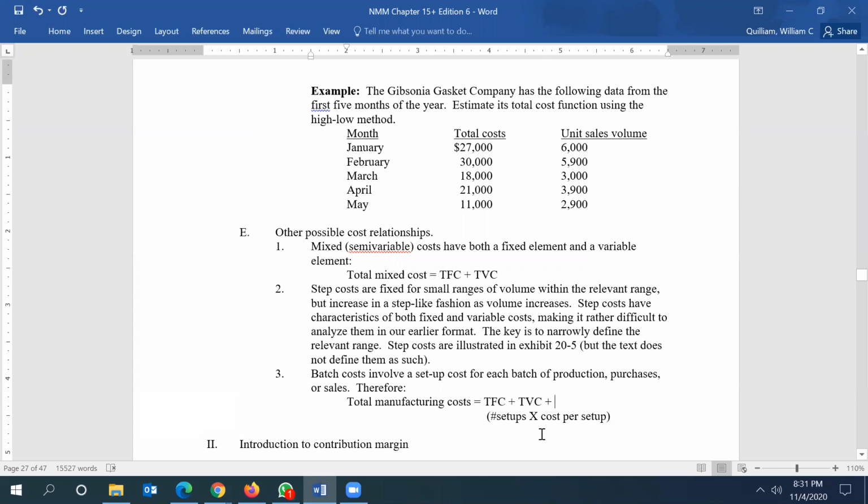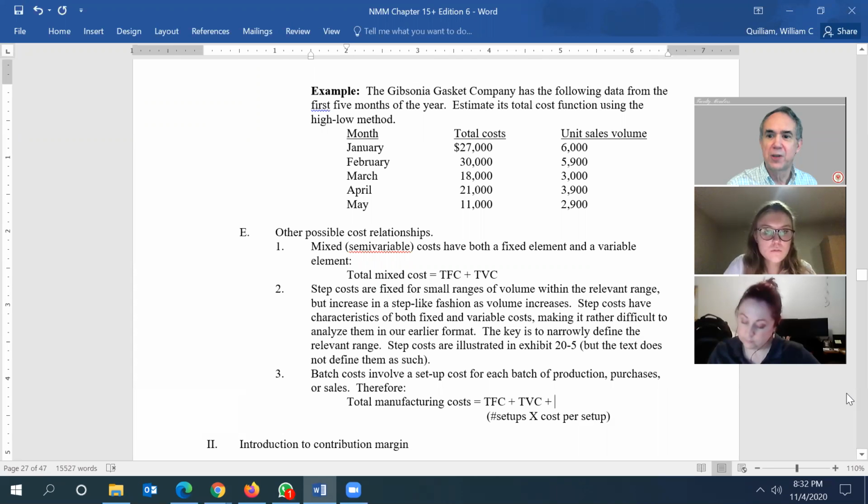So we would simply add that into our total manufacturing costs. So our total manufacturing cost would still be total fixed plus total variable plus, in this case, the number of steps or batches times the cost per step or batch. That's all it is. We just augment that equation a little bit. So no questions so far. Alrighty.